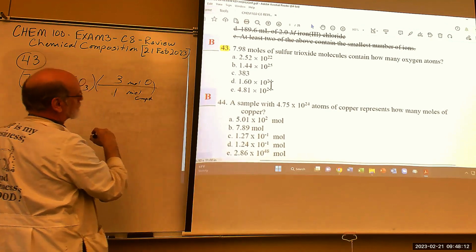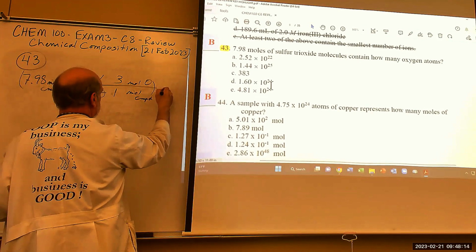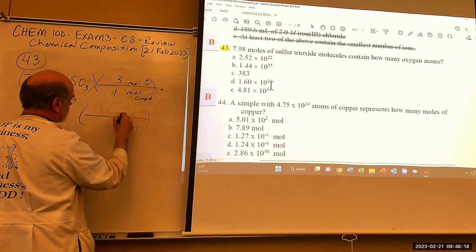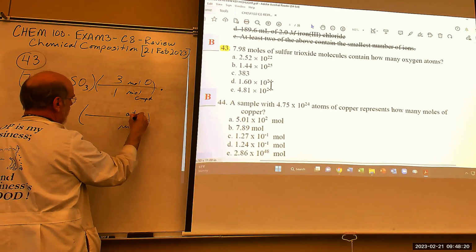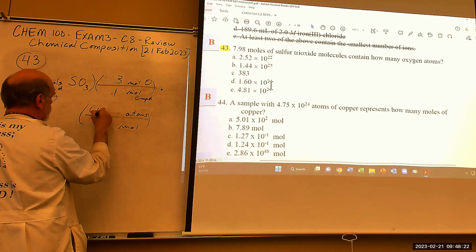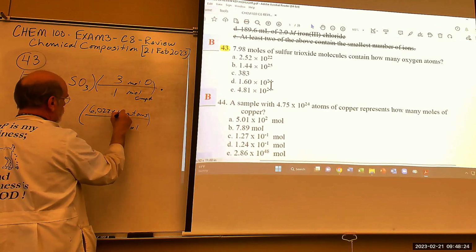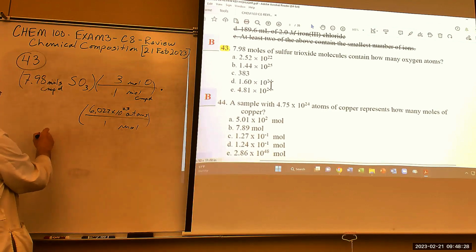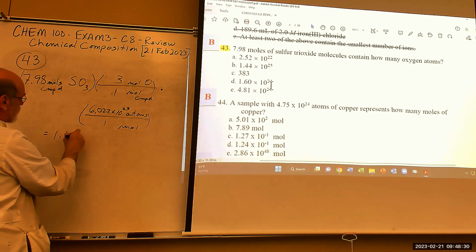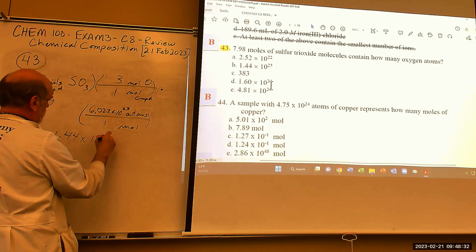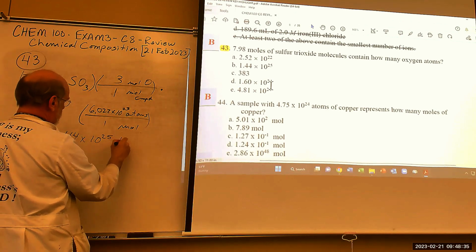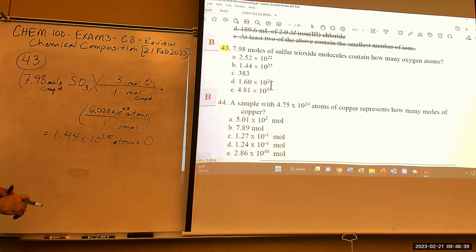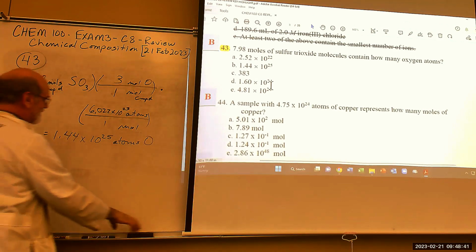Then we want to get rid of moles of oxygen and make atoms. So that's when you use Avogadro's number. And if we get our calculations right, we should come out with this many atoms of oxygen.